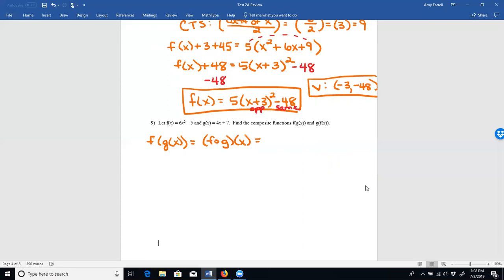So the function f is 6x squared minus 5. But in place of the x, we are going to substitute in g.